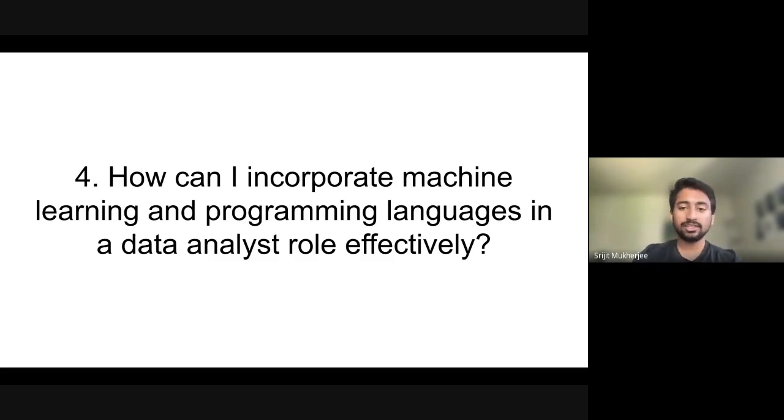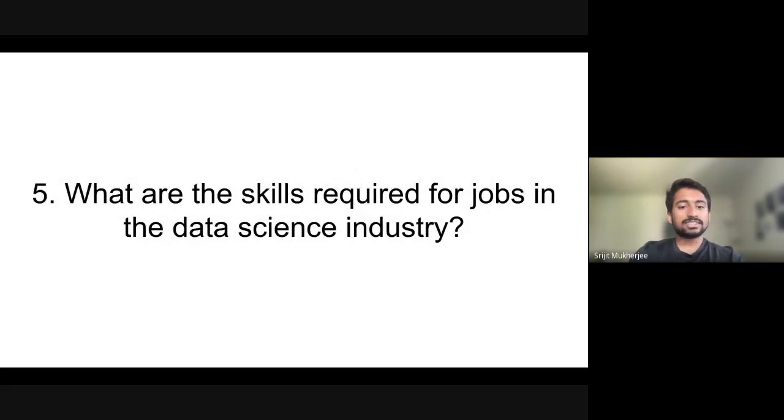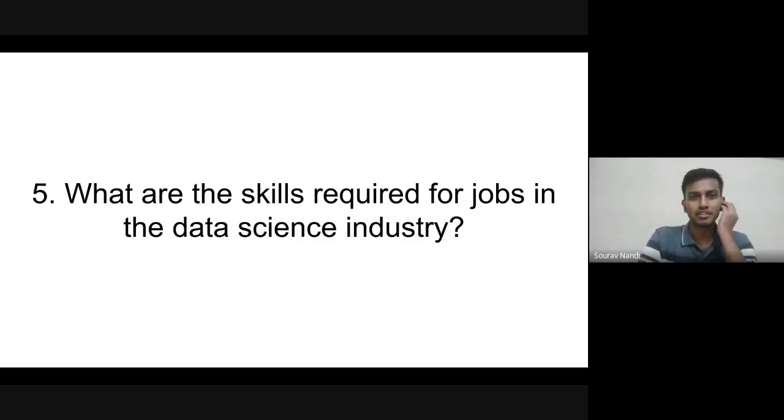Okay, the next question. Thank you, Saurabh. What are the skills required for jobs in the data science industry? Saurabh, I think it's a continuation of the previous question. I think you can just add to it. I think Tanujit also has a lot of great experience because he continuously does consulting with many great firms.